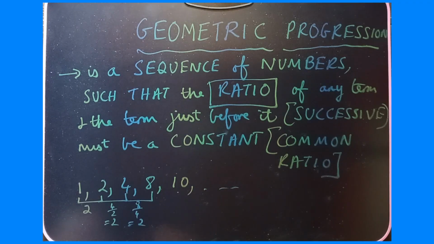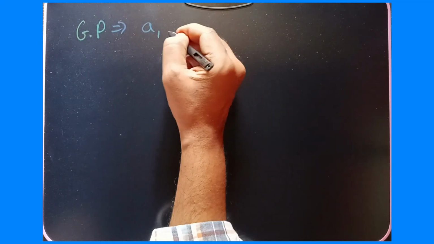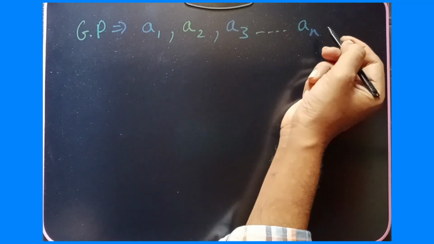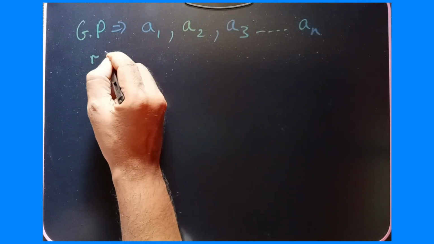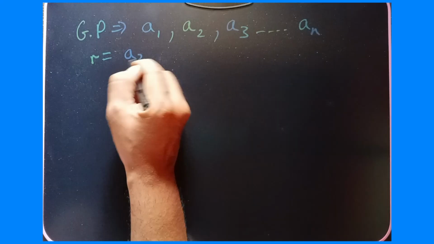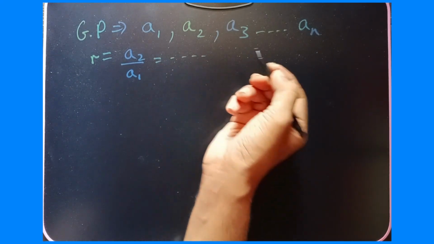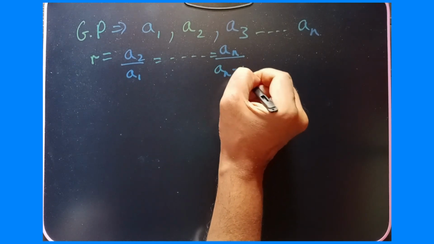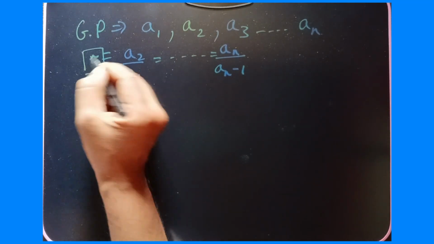So let us see some of the formulas for geometric progression. I'll wipe this out so that we can move on to the formulas. Let us say we have a geometric progression A1, A2, A3, all the way till An. The ratio R will be A2 by A1. Similarly, all the way you will have the final An divided by An minus 1. This is going to be the common ratio.